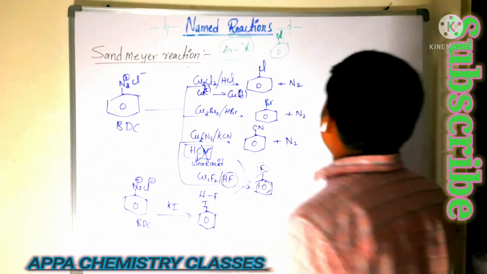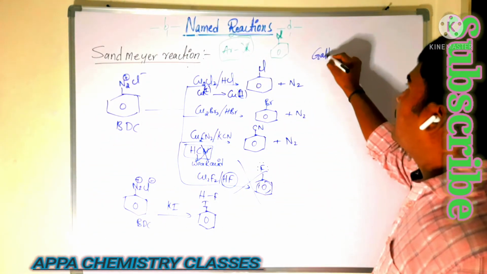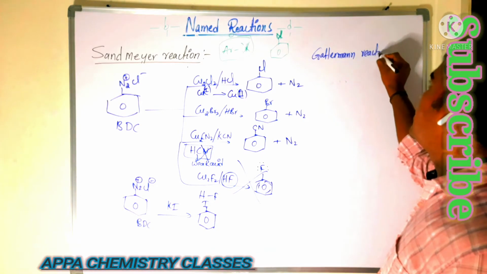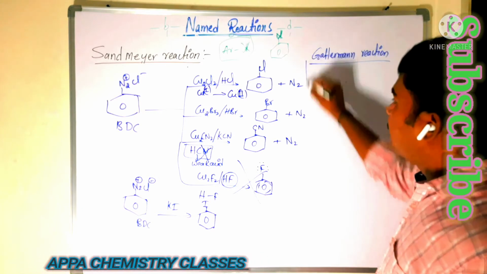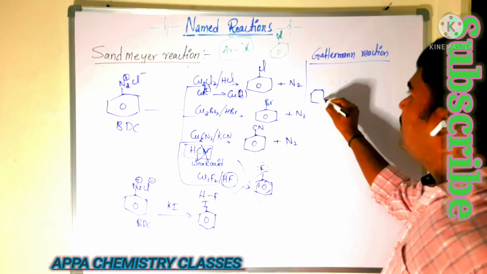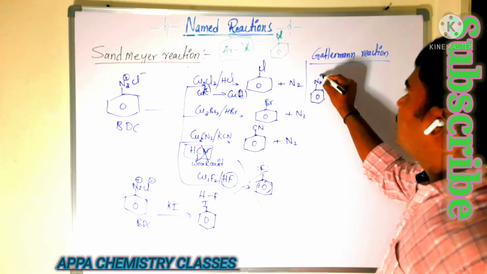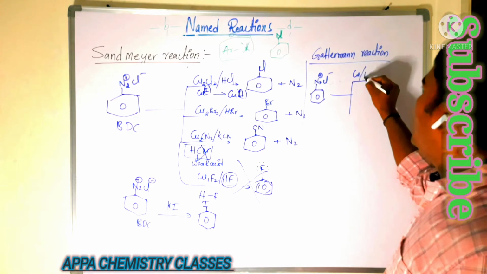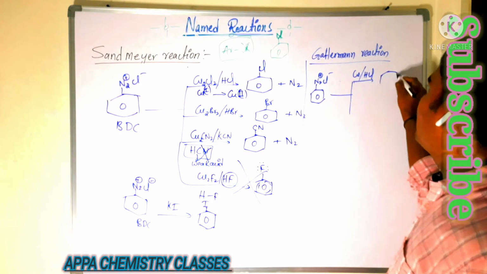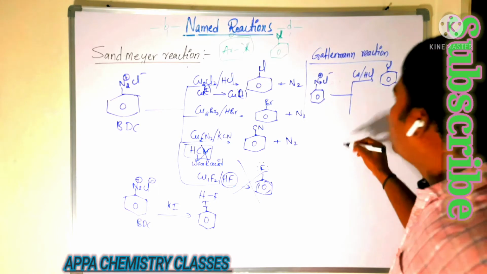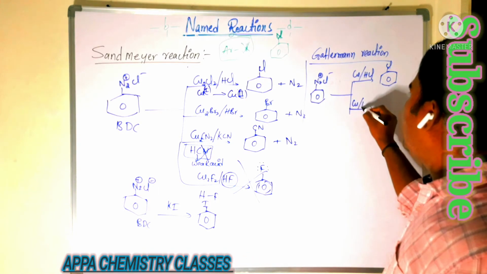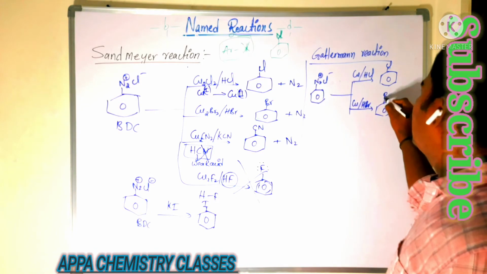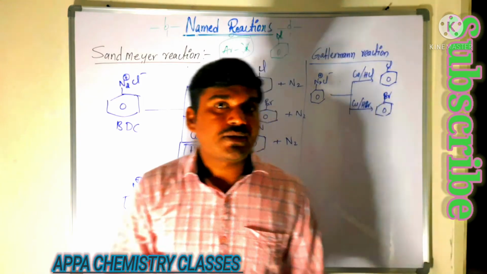Next we are going to see the Gattermann reaction. If you know the Sandmeyer reaction, the Gattermann reaction is easy. Here also, benzene diazonium chloride will be converted to halobenzene, N2 plus Cl minus, but in the presence of copper metal and hydrogen chloride. Then we get chlorobenzene. In the presence of copper metal and HBr, we get bromobenzene. So that is in the presence of copper metal only.